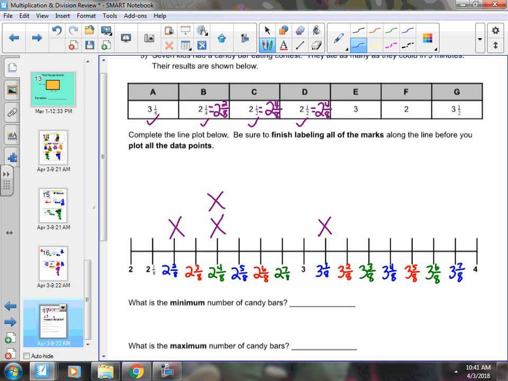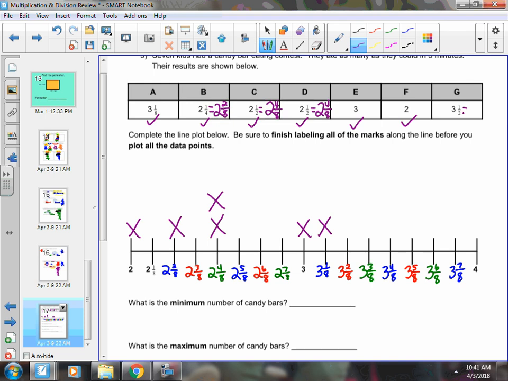So it's very important to make all of the denominators an 8, because then putting it on the line plot is much easier and I won't make a mistake, or I shouldn't make a mistake. Kid E is easy because it's right at 3, so let's put an X right at 3 candy bars. Kid F is exactly 2 candy bars. And the last one, 3 1/2.